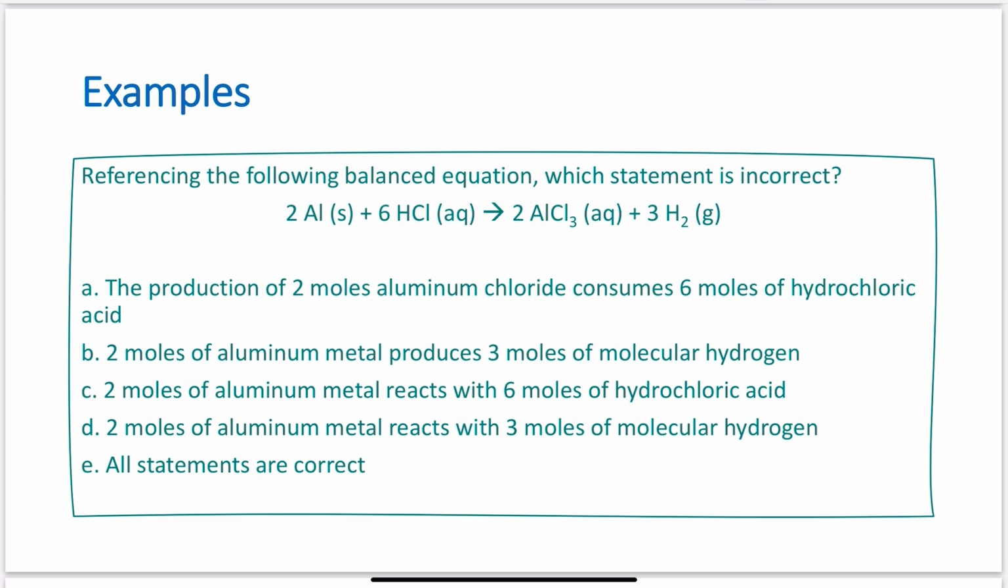So first up, the production of 2 moles of aluminum chloride consumes 6 moles of HCl. That is completely truthful. That is correct. For every 2 moles of aluminum chloride produced, 6 moles of HCl is consumed. So can't be that one because that's not incorrect. 2 moles of aluminum metal produces 3 moles of molecular hydrogen. Also correct. Molecular hydrogen is another word for H2. So that's not it either. 2 moles of aluminum metal, okay, reacts with 6 moles of hydrochloric acid. Also correct.